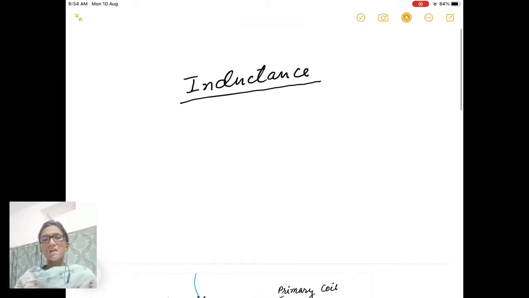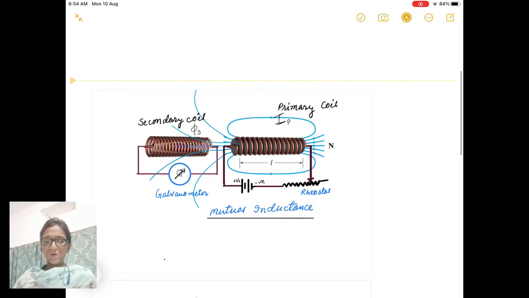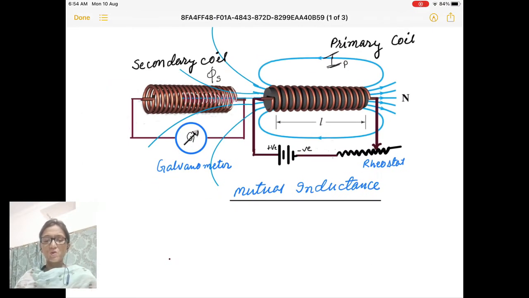Hi, today's topic is inductance. So here I am showing you two coils. One coil which is connected to a battery is called the primary coil, and you can see there is one adjacent coil kept in the close vicinity of the first coil, which has no source. It is connected to a galvanometer. This is called the secondary coil.